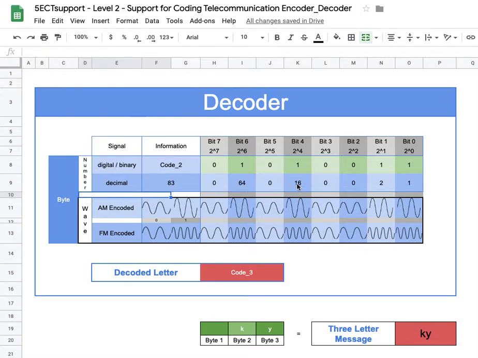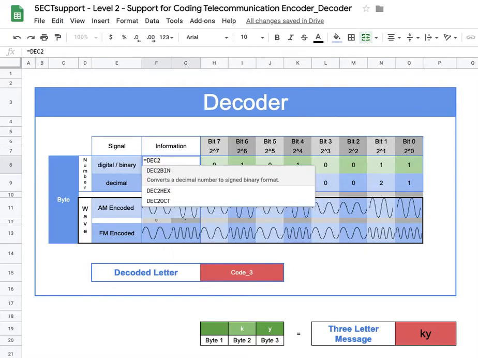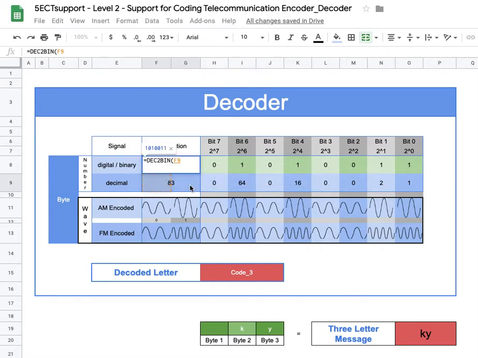Let's check it. 64 plus 16 is 82 plus 1, 83. And just like last time, let's convert this to its binary number. So it's equal DEC2BIN, for binary, decimal to binary. F9 again, in parentheses. Oh, I'm going to go back, comma, 8. So it always shows all 8 bits, even if they're a 0. That looks pretty good. And now instead of encoding the letter, we've got to decode the letter.